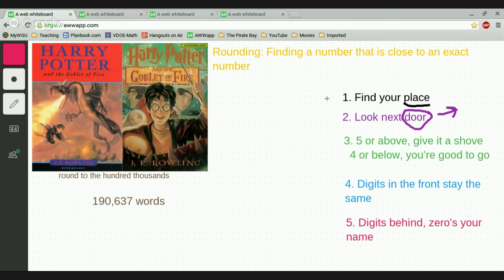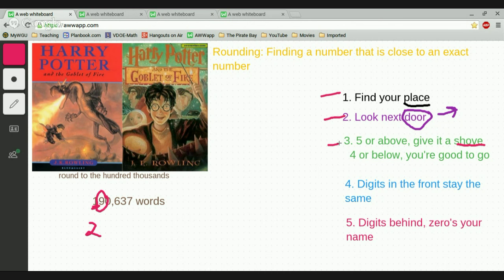So my first step, if we see right here, first step is to find my place. So this is ones, tens, hundreds, 1,000s, 10,000, 100,000. So there's my place right there. Now it tells me to look next door to the right. So I look next door and I'm going to circle that. So that's a 9. Now it's 5 or above, give it a shove, or 4 below, you're good to go. So I know 9 is above 5, so that means that I'm going to have to give it a shove. If it were 4 below, I wouldn't do anything. So that means that the number I underline, I shove that up to a 2.